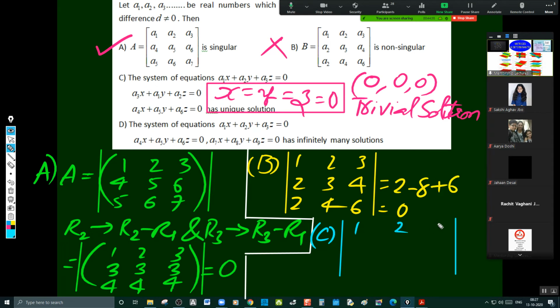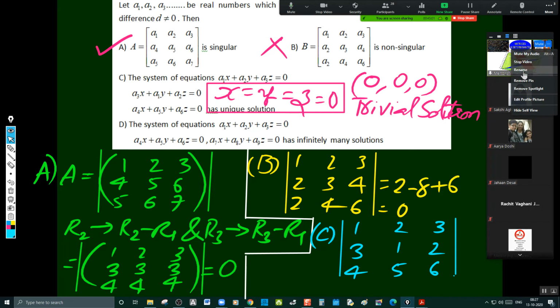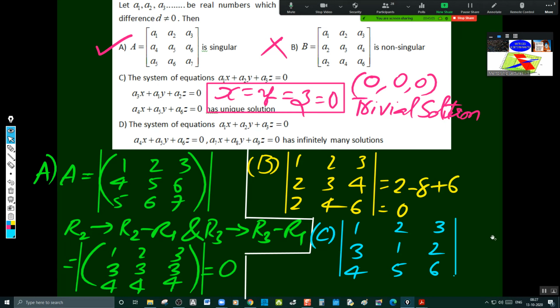Can anyone help me here in writing the second row? 3, 1, 2. Next, 4, 5, 6. Sir, it is not equal to 0. Just check it out, please, whether it is equal to 0 or not. Respond, please. 6 minus 10 minus 4.